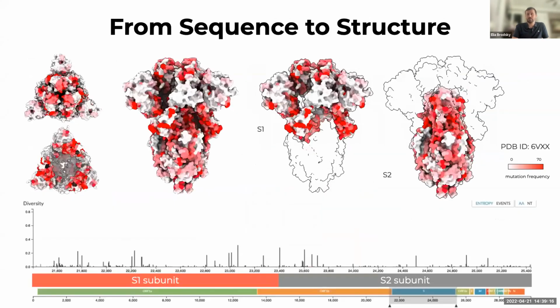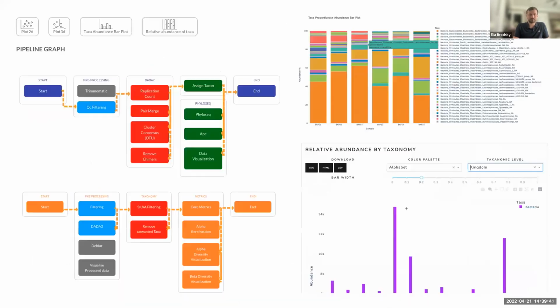One of those types of questions is really around how does the sequence affect the structure? And so we put together that first initial stage of identifying the variants and then also producing variant mapping onto the structure of, let's say, the spike protein or known structures to help investigate and study some of those questions at a deeper level.